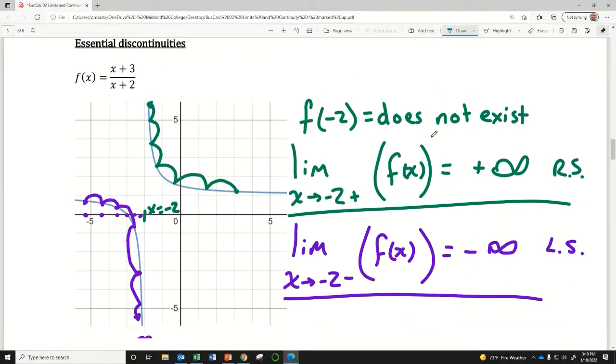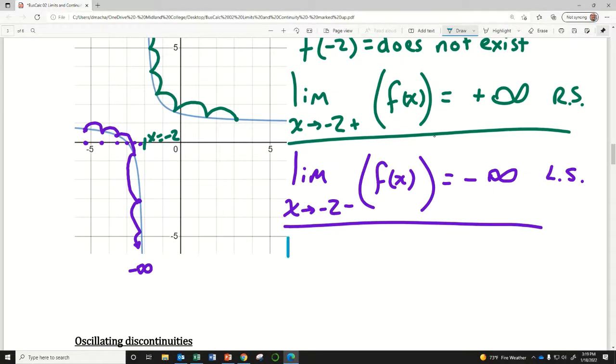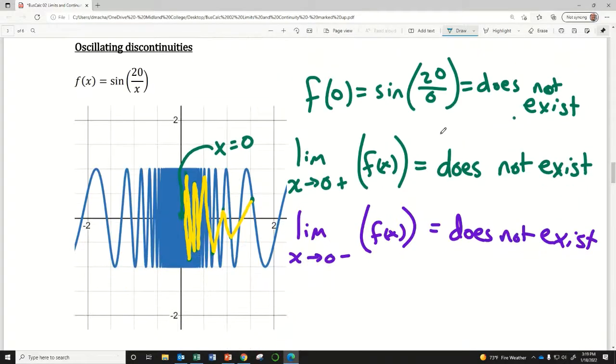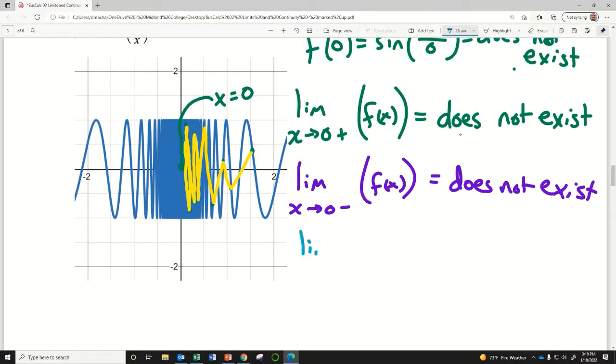For this essential discontinuity example, when I'm talking about the two-sided limit, I write lim as x approaches -2 of my function. And my right-sided and left-sided limits both exist, but they actually have different values, right? Positive infinity and negative infinity are not the same, so that means that my two-sided limit does not exist. And finally, again with the oscillating discontinuity, since the left-sided limit doesn't exist and the right-sided limit doesn't exist, then the two-sided limit also does not exist.